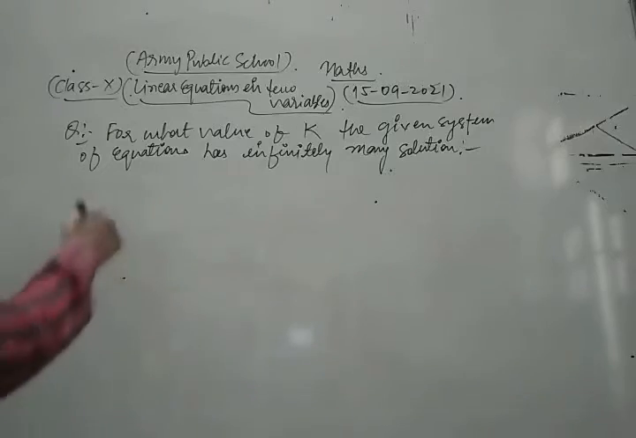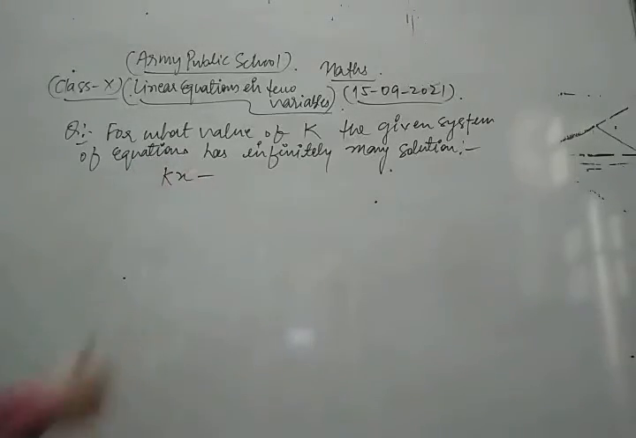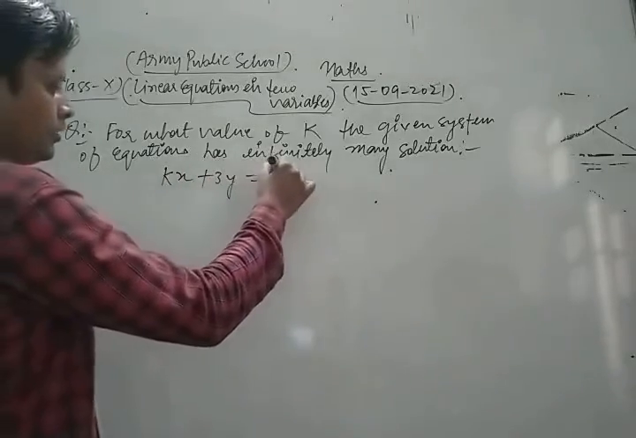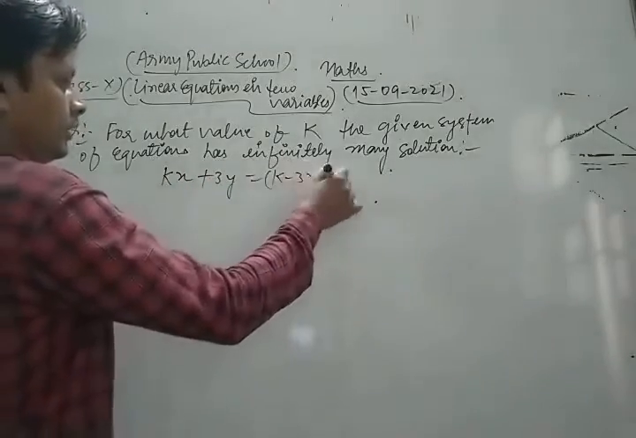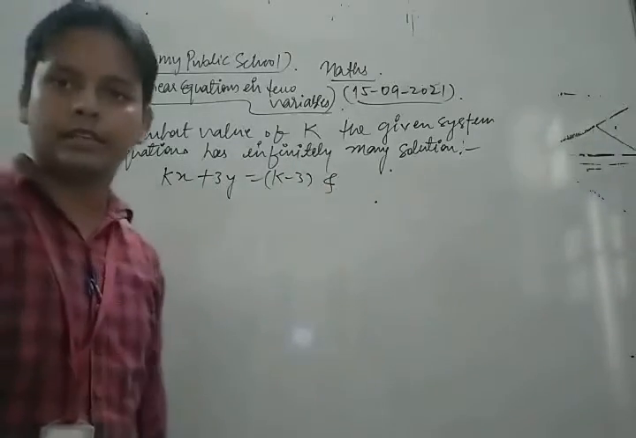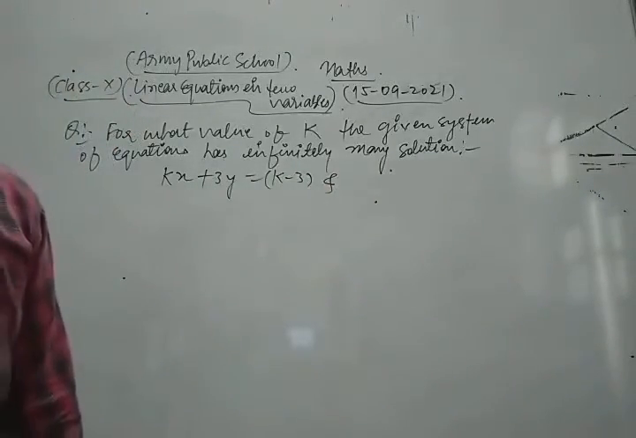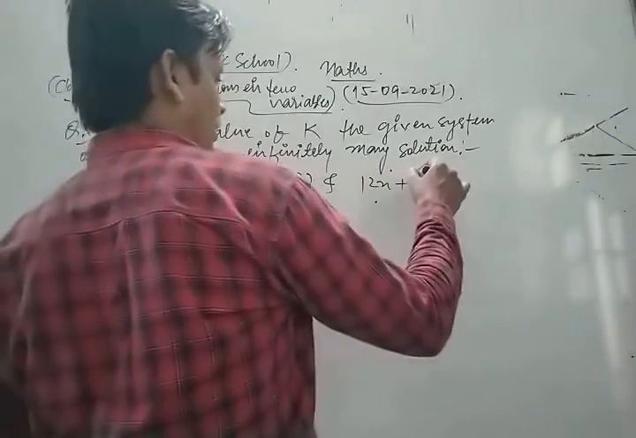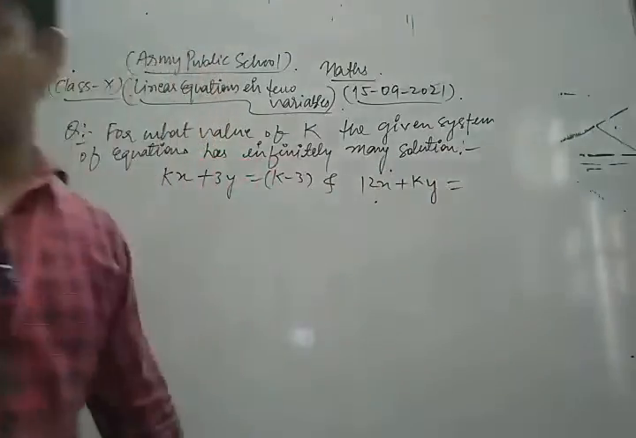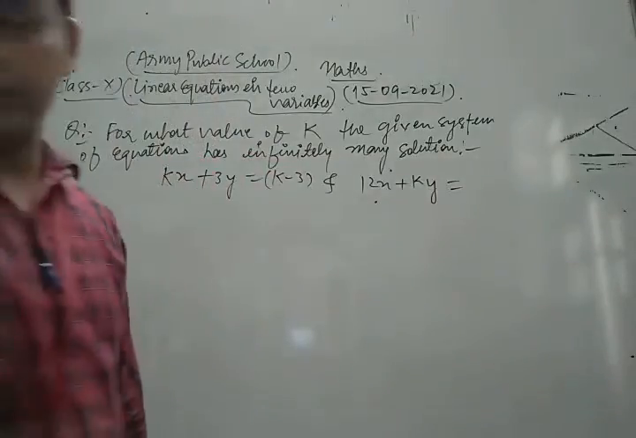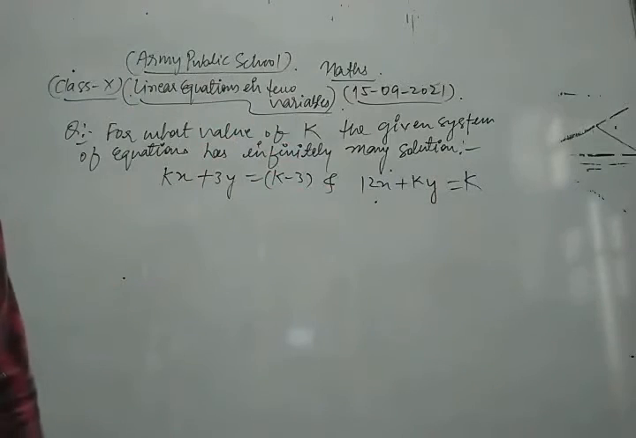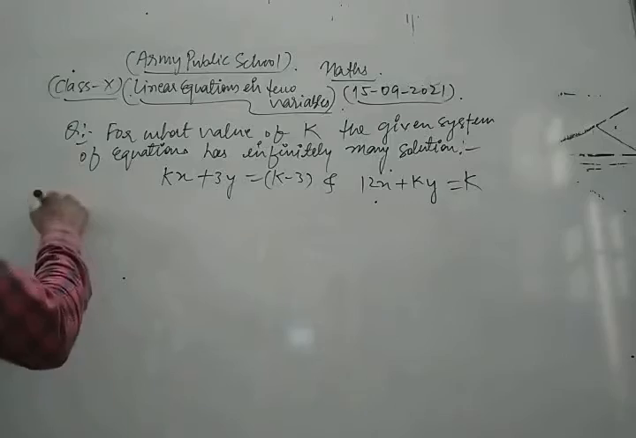The equations are kx plus 3y is equal to k minus 3, and the second is 12x plus ky is equal to k. This is the question here. Okay, now we take and solve this question. Now let's see its solution.